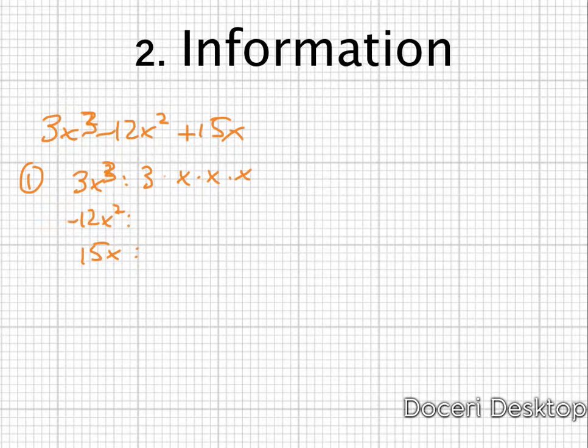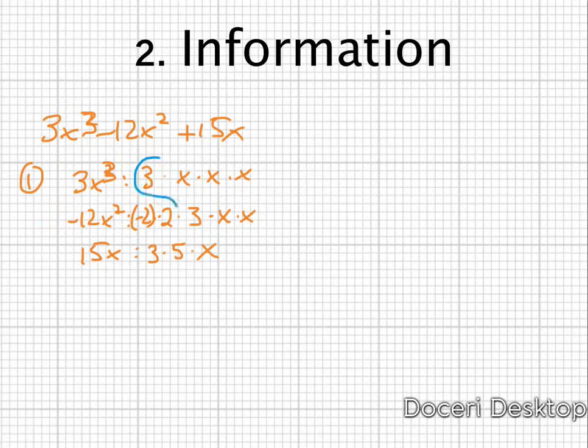Negative 12x squared is 2 times 2, which is 4, times 3, but one of them's got to be negative. Since we have a positive 3 in the top one, let's make the first 2 a negative 2. So I have negative 2 times 2 times 3, and x squared is times x times x. And then the last one we have 15. Well, 15 we know is 3 times 5 and x. So now I'm going to circle what I have in common.